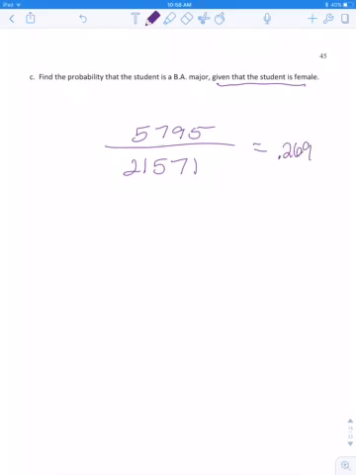So just remember, when you see the word given, whatever comes after the given, that total is going to be the number in your denominator.